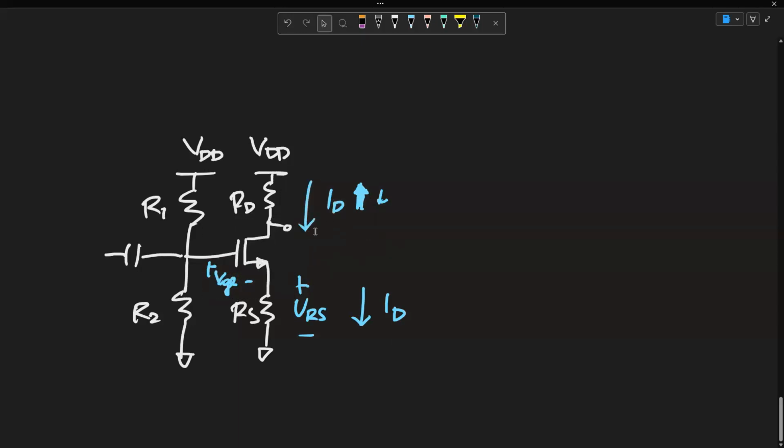Anyway, nagbago yung MOSFET natin, tataas yung ID. Dahil tumaas yung ID, tataas yung VRS, kasi this is ID times RS. Tataas yung ID times RS, which lowers our VGS. Bakit? Kasi ito yung loop natin. Fixed yung V-in dito. So since fixed yung V-in, tas tumaas ito, bababa yung VGS, which lowers our ID. So that's the feedback loop that we get from this, right?